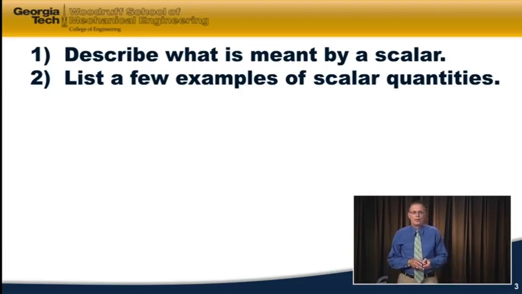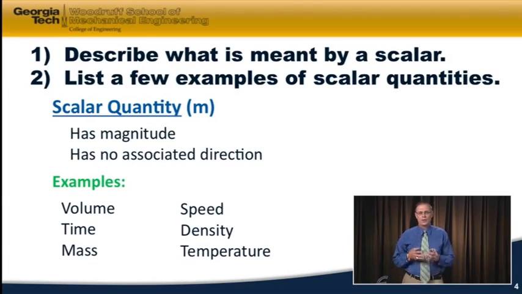Okay, now that you've answered that question, let's look at what a scalar quantity is. A scalar quantity is just a value, and I've put down a mass, the letter m, as a typical scalar value, and that's how we would describe it. It has a magnitude. Mass would have a magnitude of kilograms, but it has no associated direction. Some other examples are listed at the bottom of the screen.